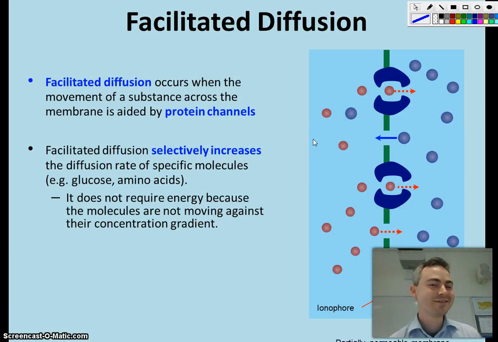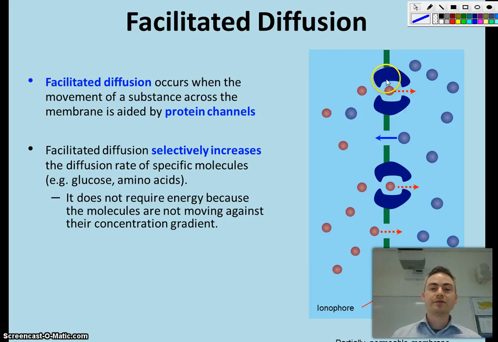Okay, very similar to diffusion in name and in principle is facilitated diffusion. It operates on the exact same concept that molecules move from an area of high concentration to an area of low concentration, but in this case facilitated diffusion refers to it occurring through a protein channel. And that's one of those transmembrane proteins in the cell membrane.